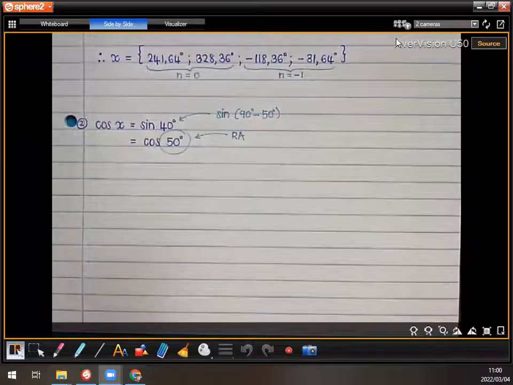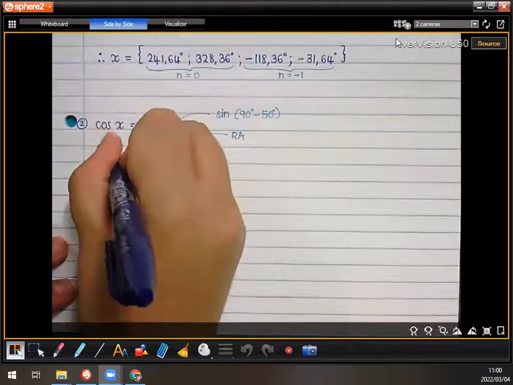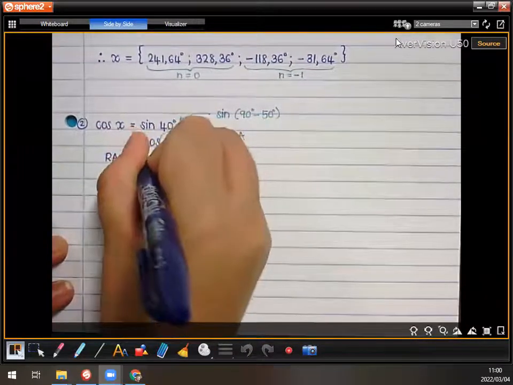Okay, are we fine with that one, guys? So now for the reference angle, we can just write that straight away. The reference angle is equal to 50 degrees.